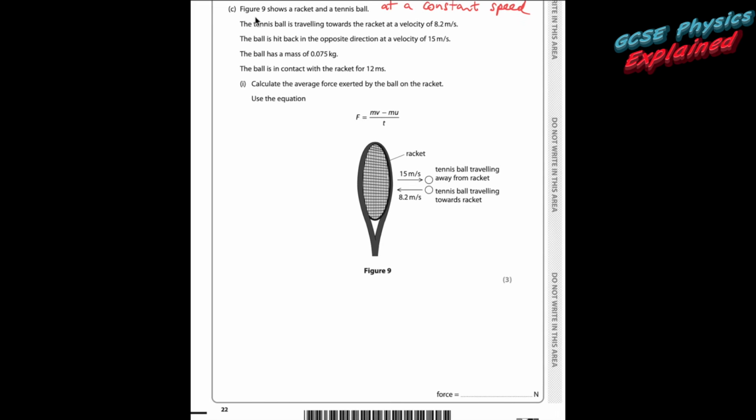Question C. Figure 9 shows a racket and a tennis ball. The tennis ball is travelling toward the racket at a velocity of 8.2 metres per second. The ball is hit back in the opposite direction at a velocity of 15 metres per second. The ball has a mass of 0.075 kilograms. The ball is in contact with the racket for 12 milliseconds. Right, so that's 12 times 10 to the minus 3 seconds, because milli is times 10 to the minus 3, 1,000th.